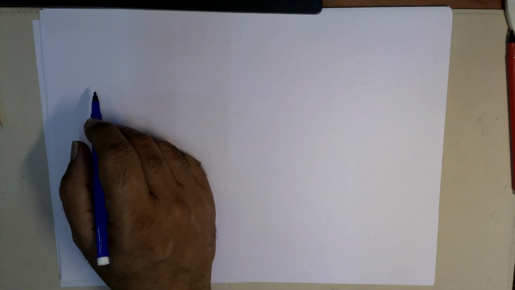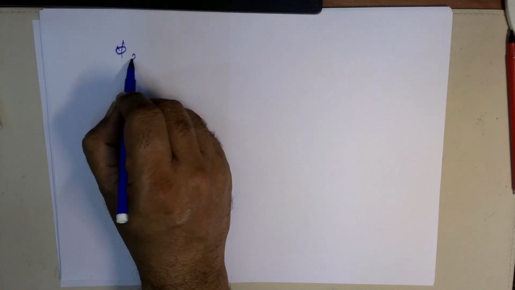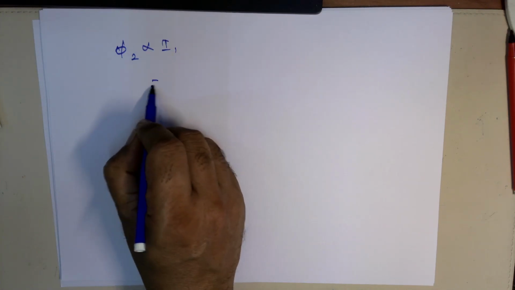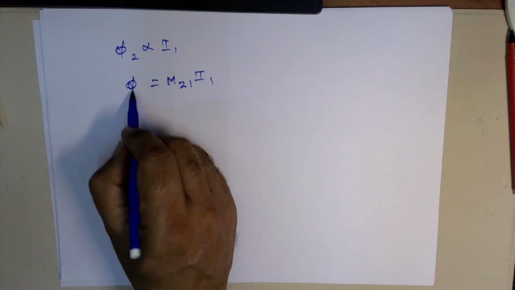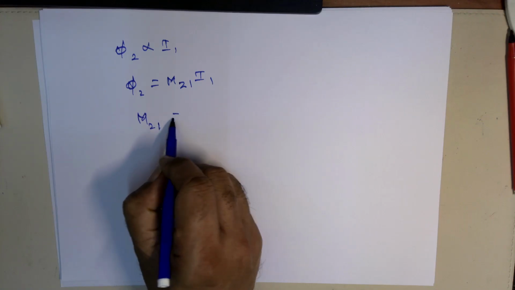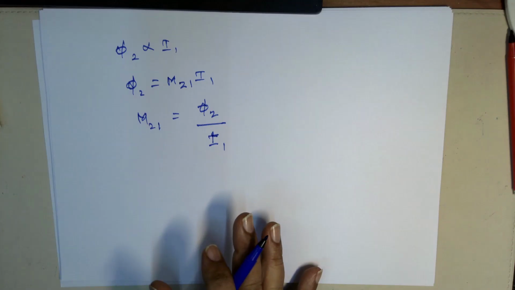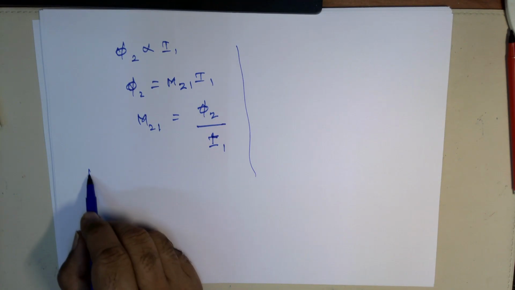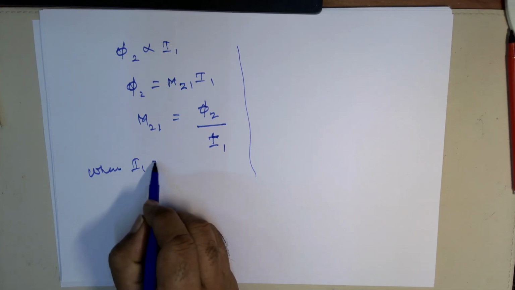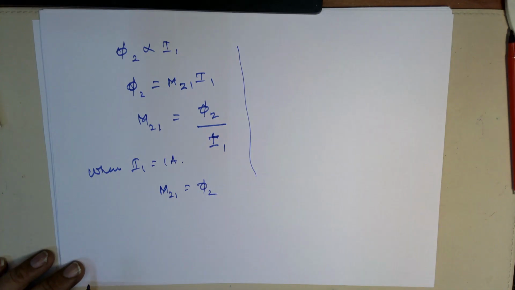Now let us further elaborate. As we have already discussed, phi 2 is proportional to I1, so that is equal to M21 into I1, that is equal to phi 2. Now let us calculate M21, which is nothing but the ratio between phi 2 and I1, the current. So in that case, when I1 is 1 ampere, M21 becomes phi 2.